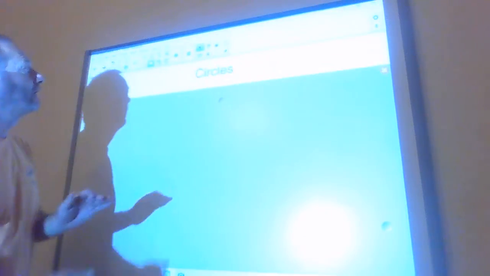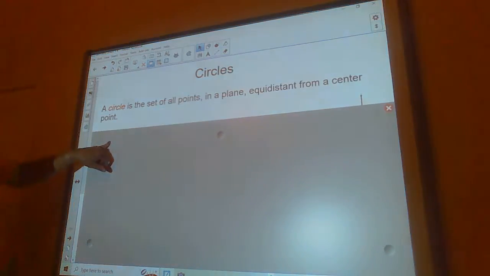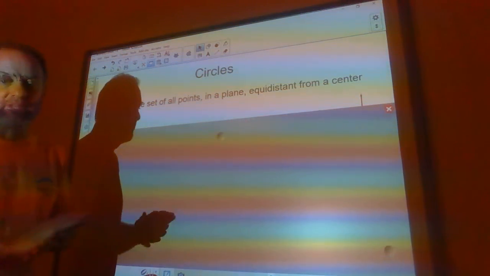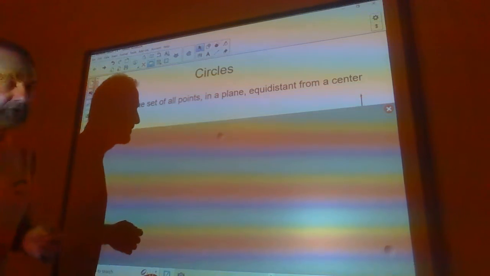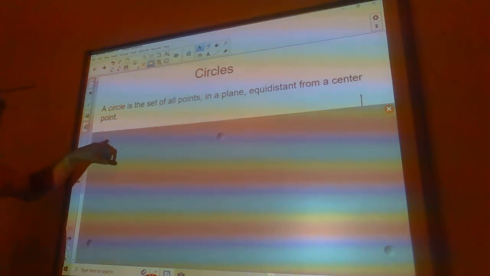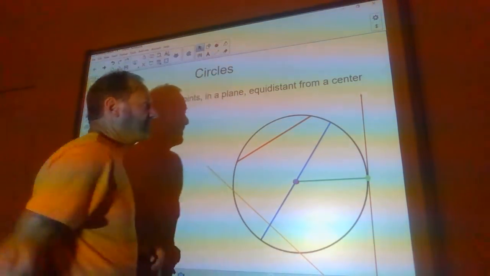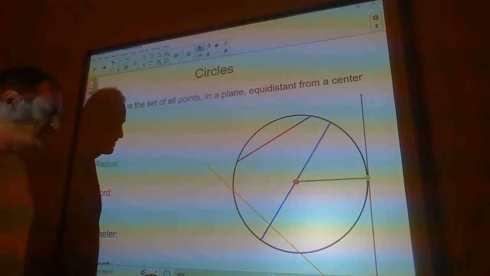Hey guys, today's topic is circles. Okay, so a circle is the set of all points in a plane equidistant from a center point. Equidistant, of course, meaning it's the same distance away.